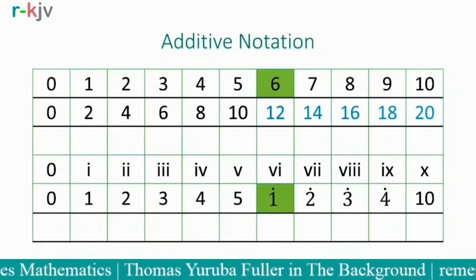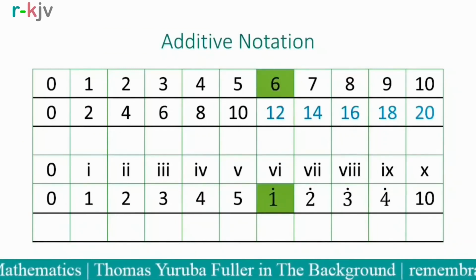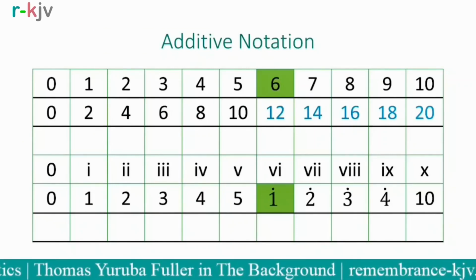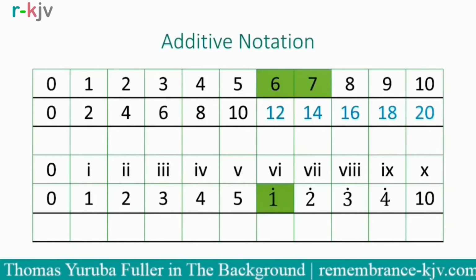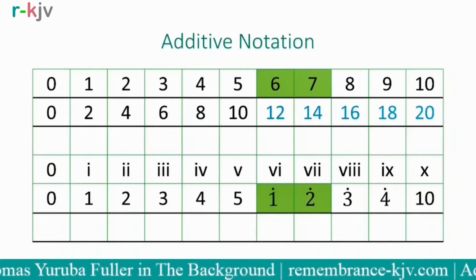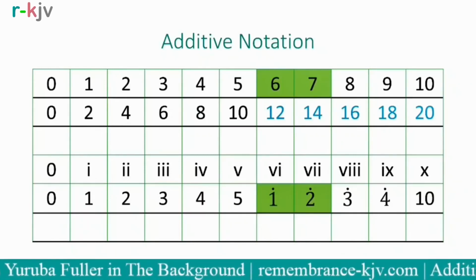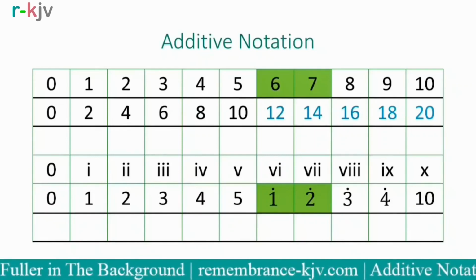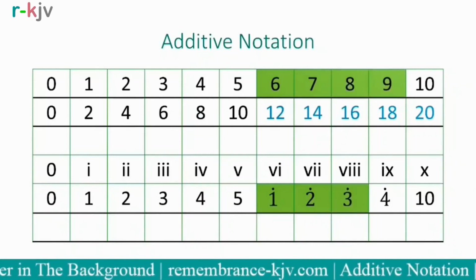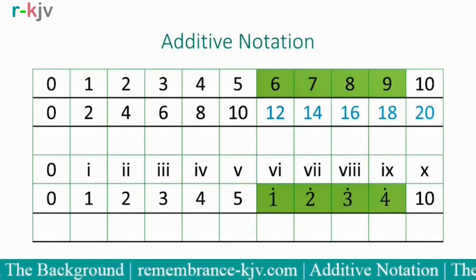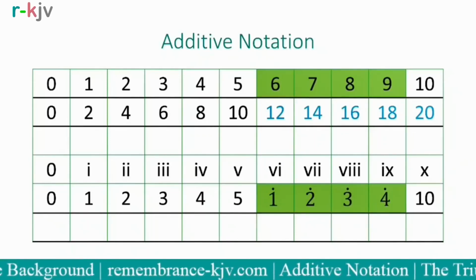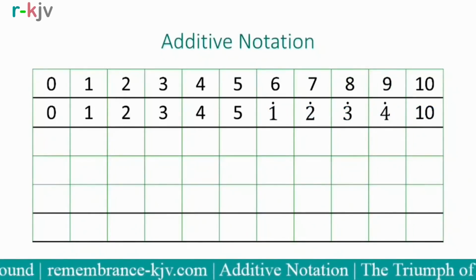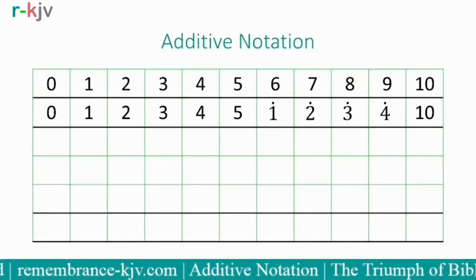6 is 1 with a dot above. This is understood as a number that is 1 more than half the base. 7 is 2 with a dot above. This is also interpreted as a number that is 2 more than half of the base. This goes on until we get to 9, which is represented as 4 with a dot above. Let us also remove Roman numerals, that we may get a clearer view of the notation and its doubling trend.